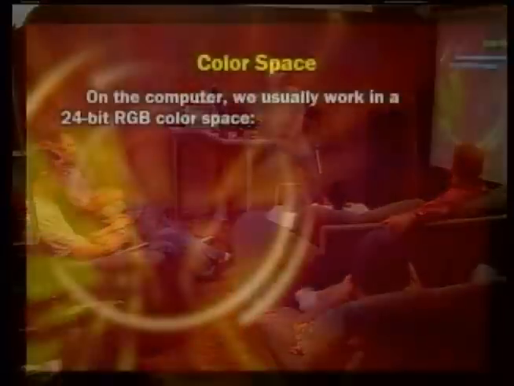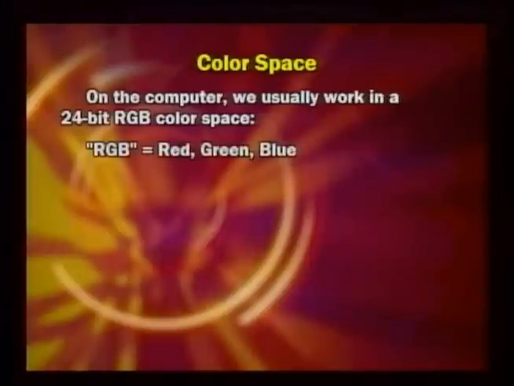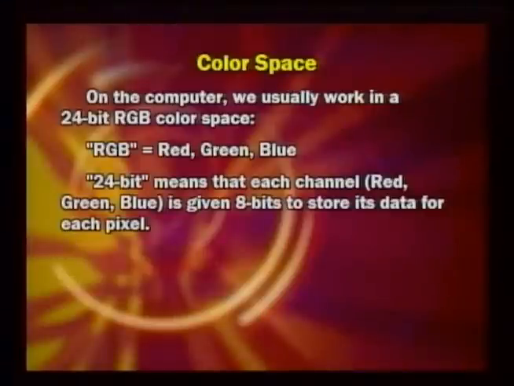When we're working on the computer, we work in what we call a 24-bit RGB color space. Anybody want to guess what RGB stands for? Red, green, blue. Very good. Every color is made up of varying amounts of red, green, and blue. The 24-bit part means that each channel, the red, the green, and the blue, is given 8 bits, binary numbers, to store its data for each pixel.